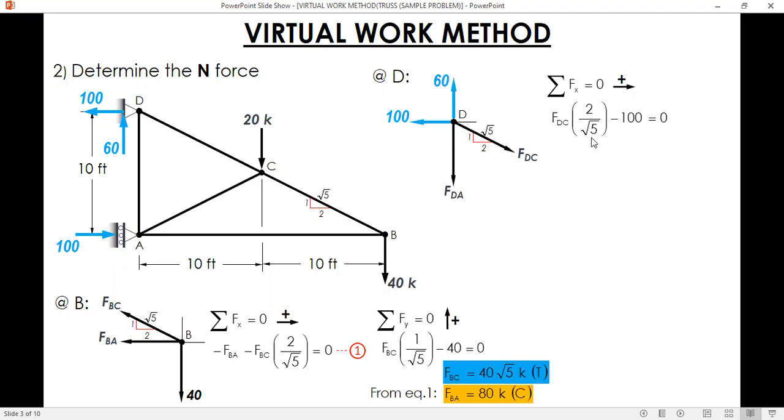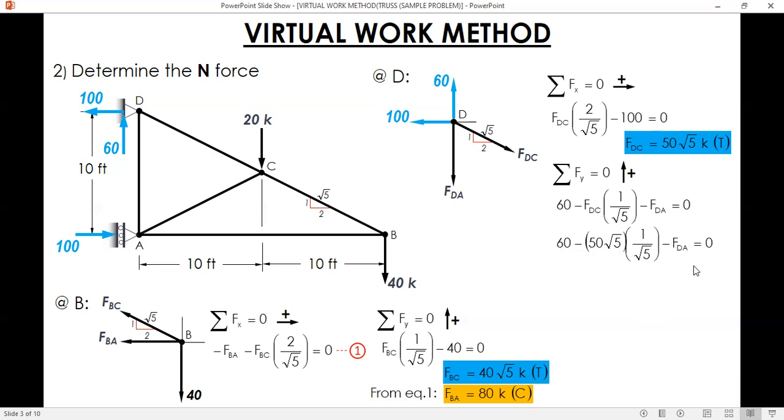And transpose 100 and then divide it by 2 over square root of 5. The answer is this one. Since positive, therefore tension. Next, you solve for FDA. You sum up force vertical. We have three forces, 60, FDA, and the vertical component of DC. And since we already have the value of the FDC, we can substitute it here. So we can solve for FDA. And after you simplify, FDA is positive 10. Therefore, it's tension. Okay, so the last member is easy.